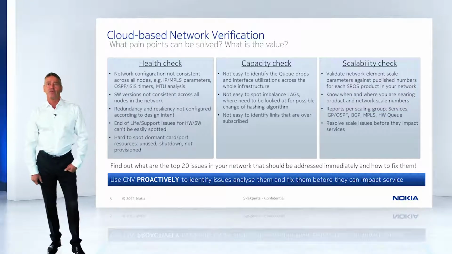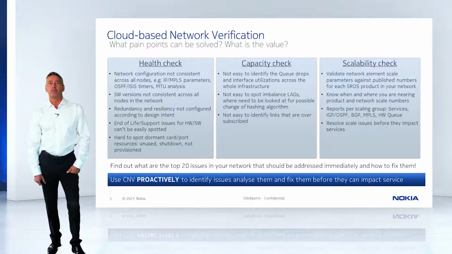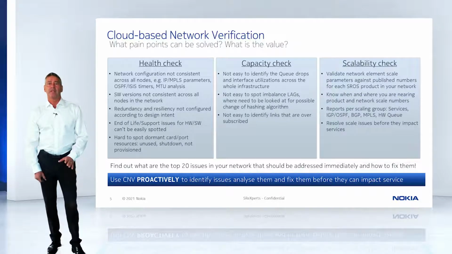It's also going to give you the scaling numbers of the product. It will report also on the scaling groups like services, IGP, OSPF, BGP. Same idea there: it's a huge report. There's going to be a lot of information in it, but at the beginning of the report, you're going to get the top 20 things that you need to fix now.